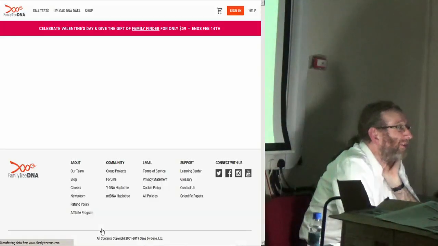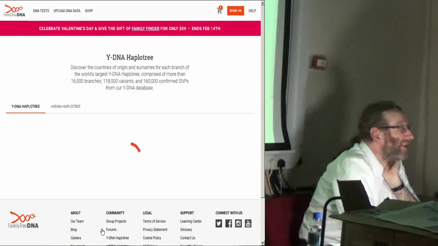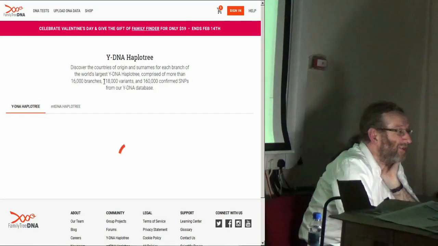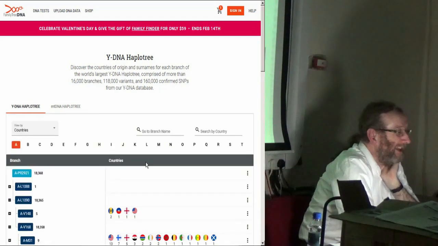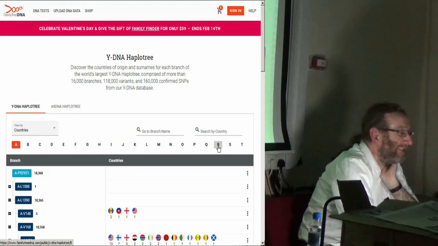So let's look at what that tree with 18 branches has become over decades of analysis of the Y chromosome. There's now 16,000 branches, 118,000 variants, 160,000 confirmed SNP mutations, and it takes forever to load up, but eventually it loads up. So across the top you have the original haplogroups up to R, and S and T have been added in since that early version.